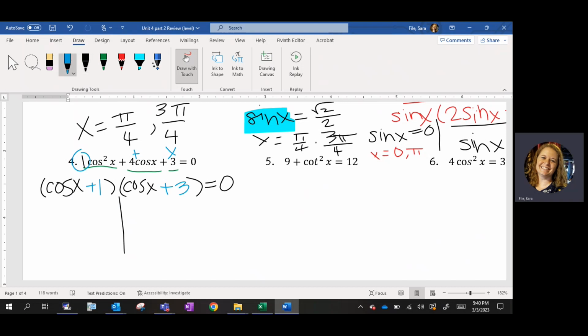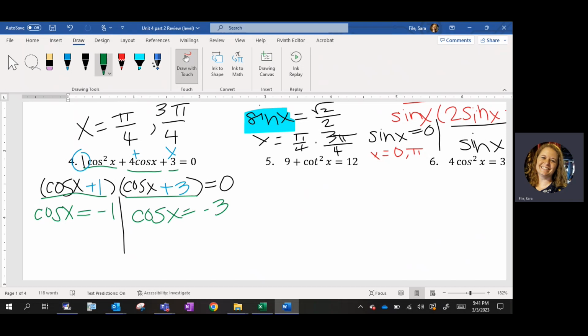I'm going to set this factor equal to 0. And so I would have to subtract the 1 over. So I would end up with cosine x equals -1. And then for this factor, I would have to subtract the 3 over. So I'd end up with cosine x equals -3.